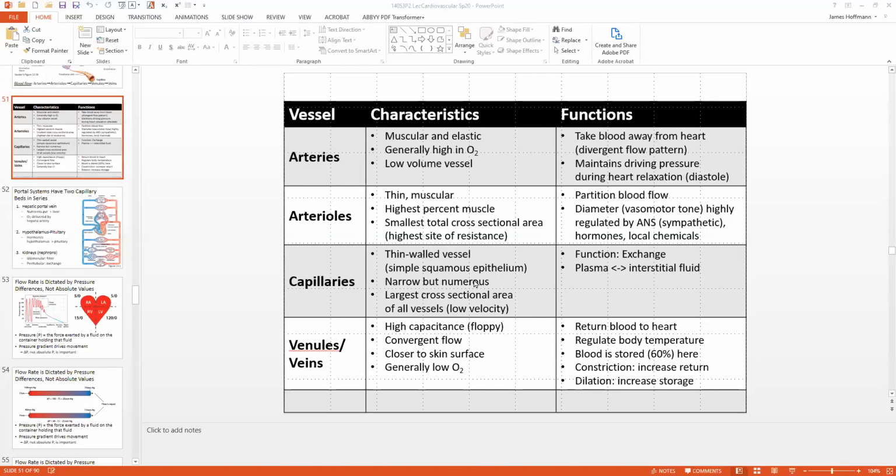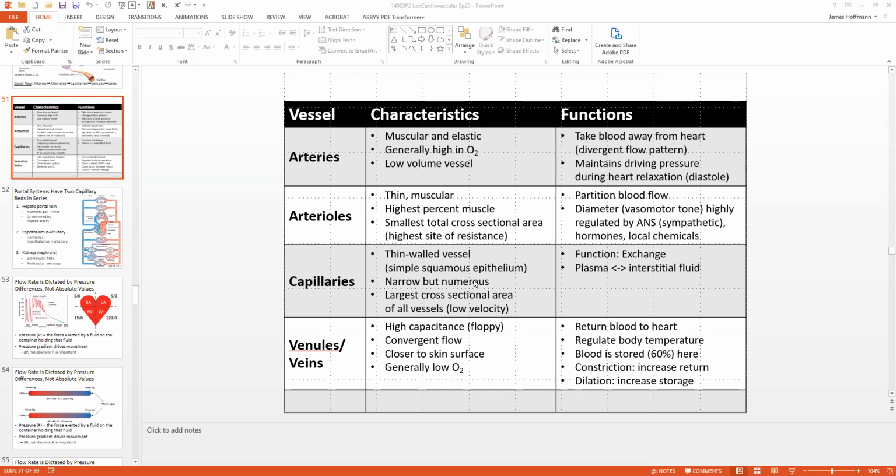It's where the vast majority of your blood is stored. Usually 60, even 70% of your blood sits there. And if you constrict blood vessels, it increases venous return back to the heart. And so that's called venoconstriction particularly.